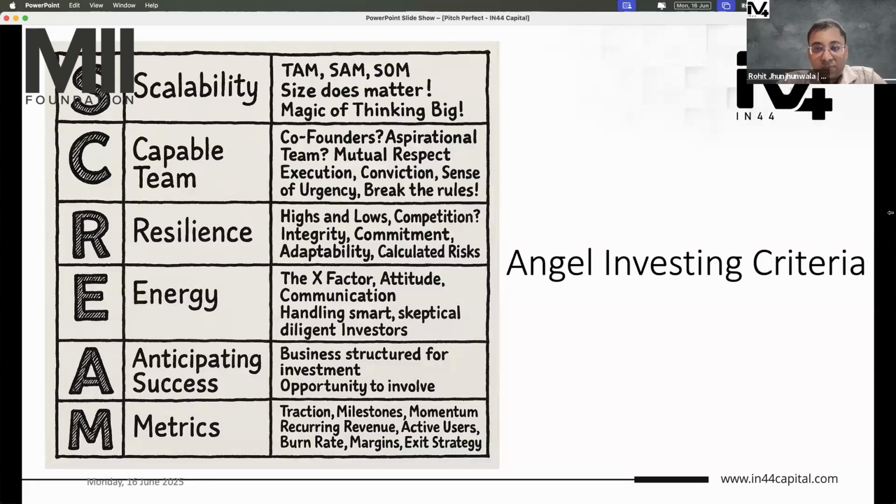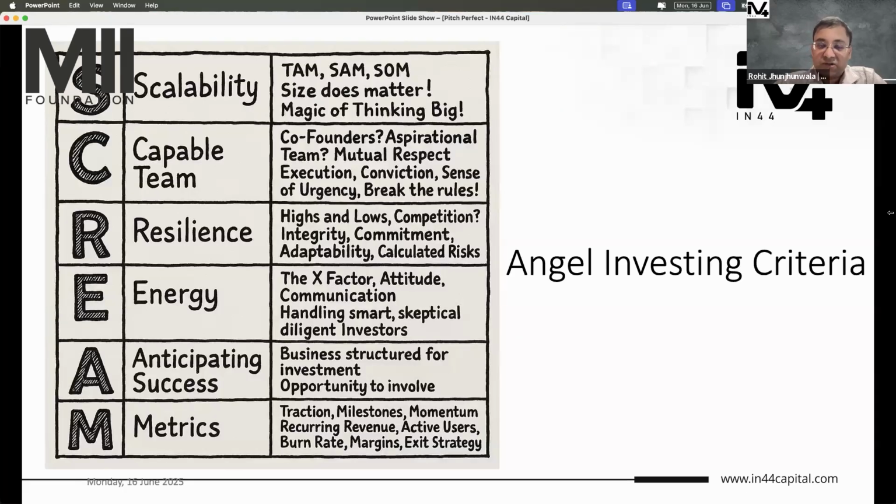And this is an acronym that we use in our industry. It's called SCREAM. Doesn't tell you much. Essentially, it says the same thing, which is TAM, SAM, SOM, how big is the market, what is the team, why you, how much is the competition, how much conviction do you have in yourself, do you calculate all the risks, stuff like that, right?